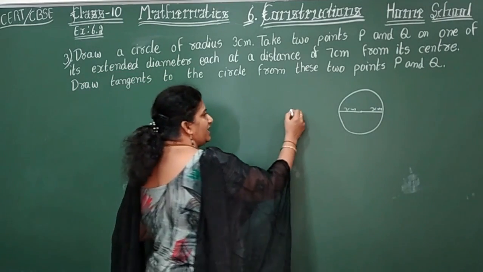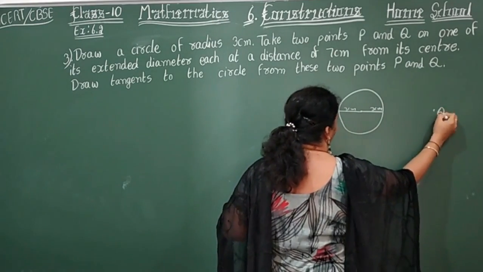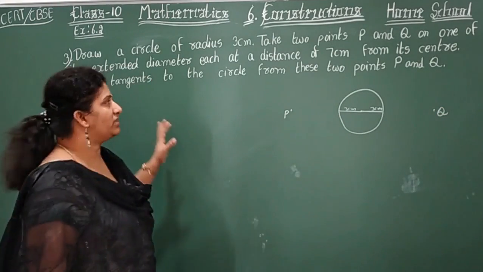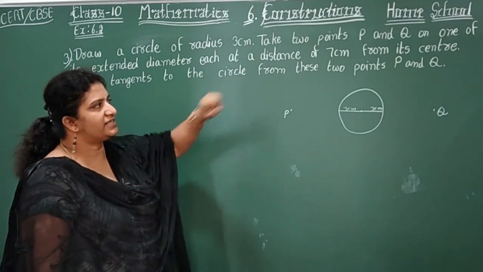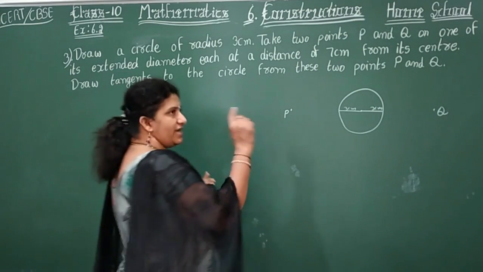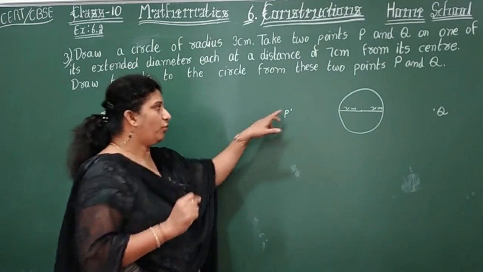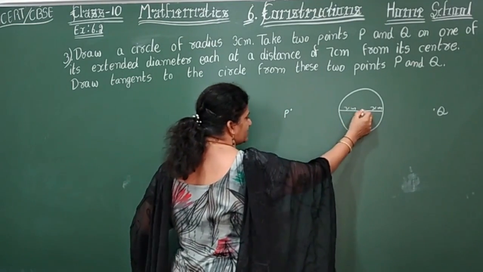So extend the diameter, somewhere here P and somewhere here Q. But I don't know how much I need to extend here. Look here carefully: each at a distance of 7 centimeters from its center. Yes, now we have clarity of where this point should lie, 7 centimeters away from the center.